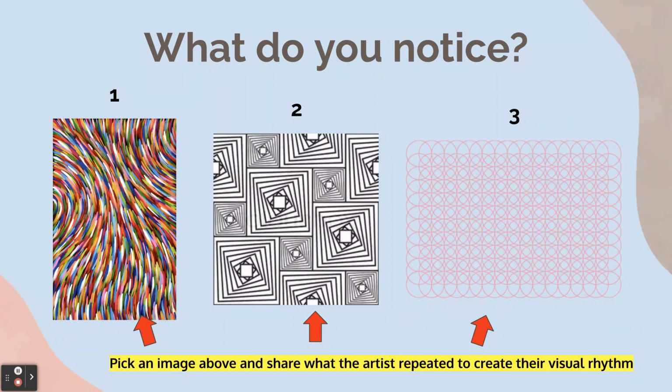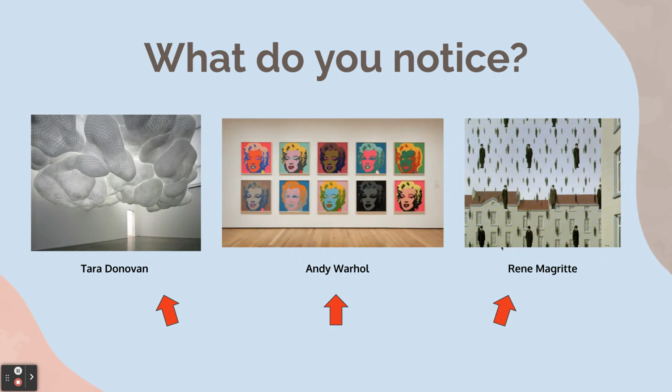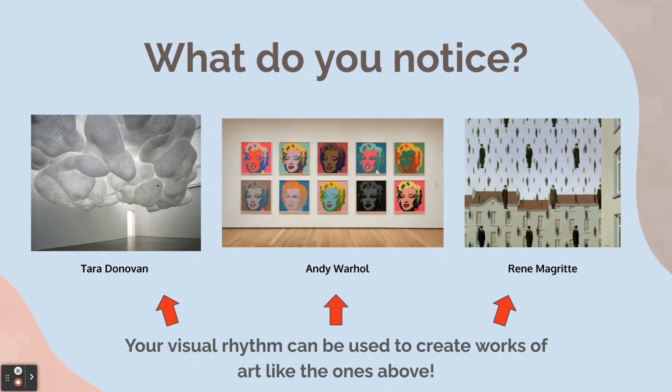So by controlling the color, the shape, the line, and other elements of art, they're creating a pattern, a visual repetition, a rhythm. And you can see this in many pieces of artwork. It may be a little less obvious, but you can still pick up on it. We have Tara Donovan's piece over here on the left, Andy Warhol's in the middle, and Rene Magritte's over here on the right. If you take a quick look at Rene Magritte's, where are you noticing repetition? What is the artist repeating over and over again in this piece of artwork?